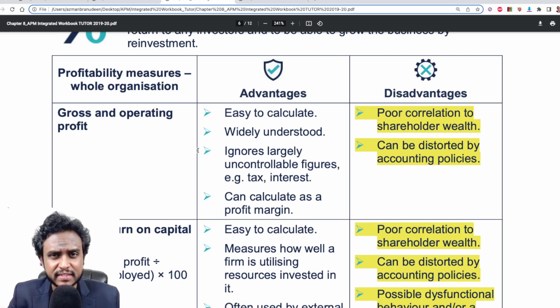However, the disadvantage is that they have poor correlation with shareholder wealth because the distance is quite long. Shareholder wealth is essentially capital gains, which is something that is coming from the MPS gain and the dividend, right? So exactly how top line gross profit and operating profit translates into that, that relationship is a little weak.